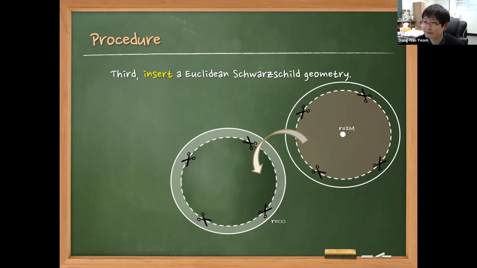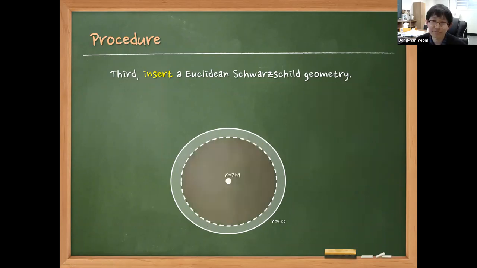This is the task what we should do. So insert the Euclidean Schwarzschild geometry like this. I hope that this is very intuitive and maybe not difficult to understand. Of course, technically, if you cut the space-time, maybe there's no problem. It's nothing but there is a boundary in the manifold. So there can be a boundary in the Euclidean manifold. That in itself is no problem.